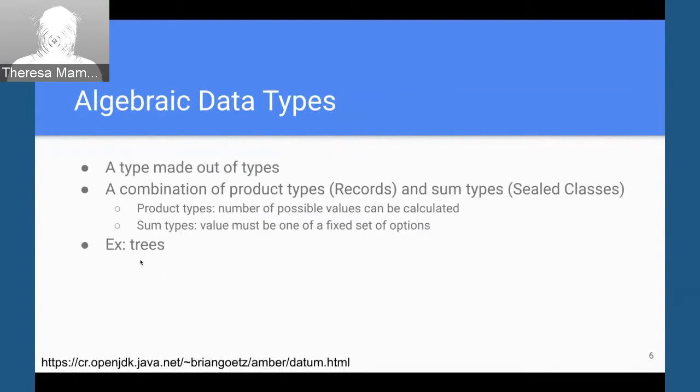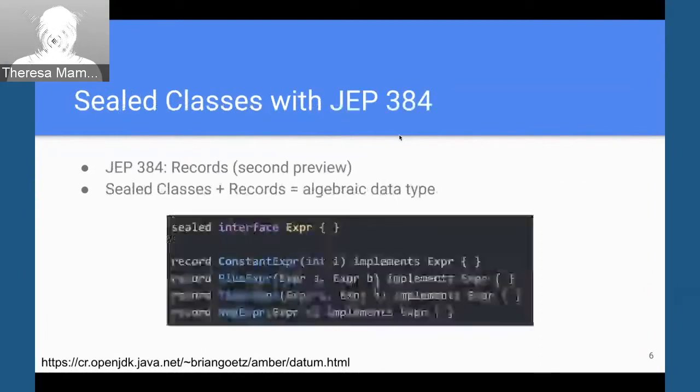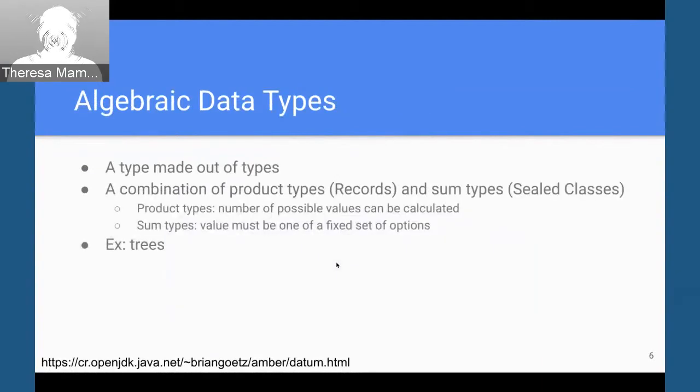And this is the most simple definition I can find. Basically, it is a combination of product types and sum types. So records are the product types, and it means the number of possible values for them can be calculated. So before I said that the const expr has an integer, so we know exactly that it has to be some integer. There's a finite number of integers, so we can calculate that. And then sealed classes are the sum types, which means there's a finite number of those.